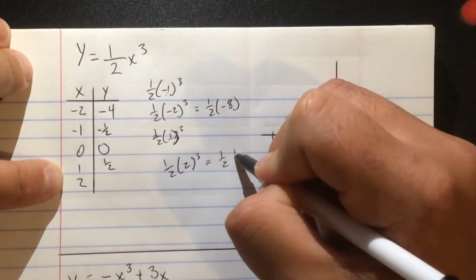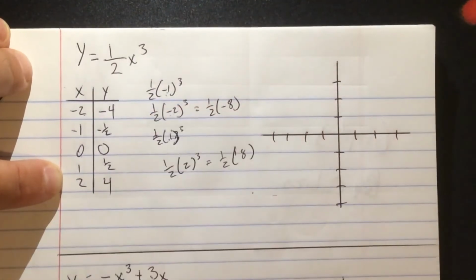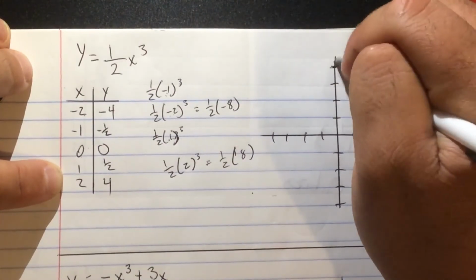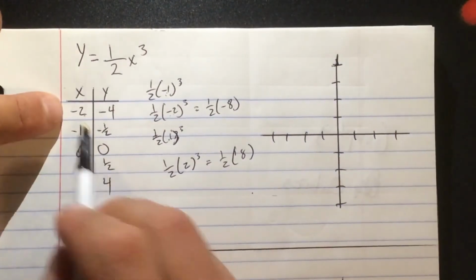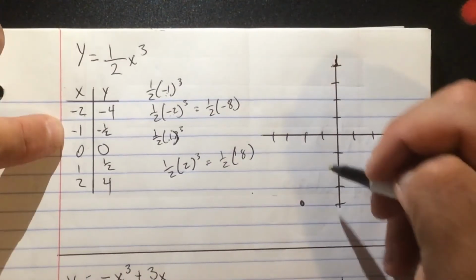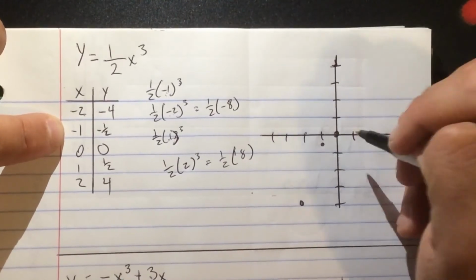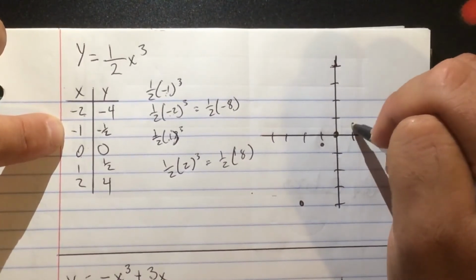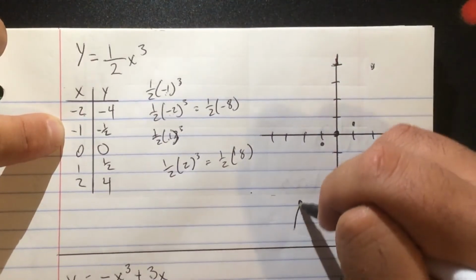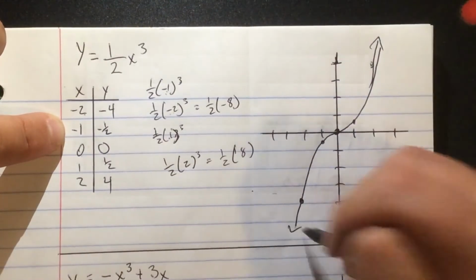It's going to be 1/2 times 8, and I know half of 8 is 4, so that's going to be my 4 there. I went to 4 down here, but I didn't go to 4 here to make it a little easier. So we'll start on this one here. We have -2, -4, which is about right there. -1 and 1/2, which is about there. 0, 0, 1 and 1/2, and 2 and 4, which is right there. And then we can graph this here. Oop, I missed it, but you know what I mean.